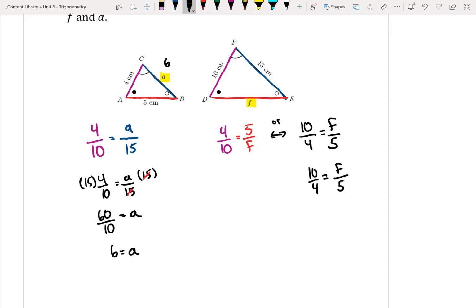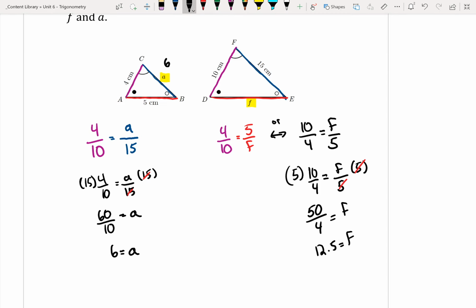So I want to get rid of the 5, so I'm going to multiply by 5 to cancel out the division. It cancels out on one side. I'm left with 50/4 equals f. Then we'll finish solving this. So 50 divided by 4, we get 12.5 equals f.